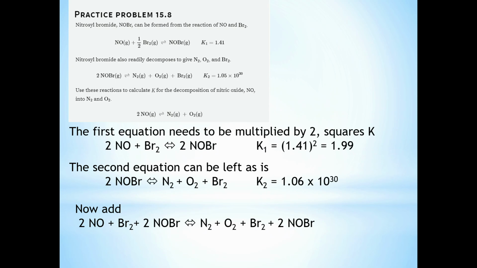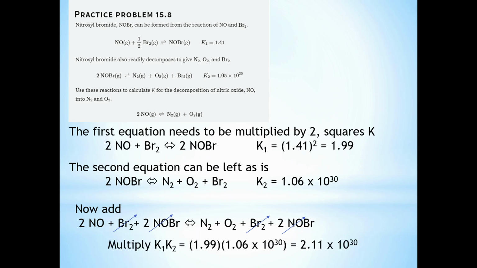So now I'm going to add the two equations together. My catalyst of Br2 and my intermediate of NOBr cancel. Again, we only have products and reactants in here. And I'm going to get my 2NO goes to N2 plus O2, which is what I'm looking for. And when I add the two equations, I multiply my Ks. So 1.99 times 1.06 times 10 to the 30th. The overall K for this two-step reaction is 2.11 times 10 to the 30th.